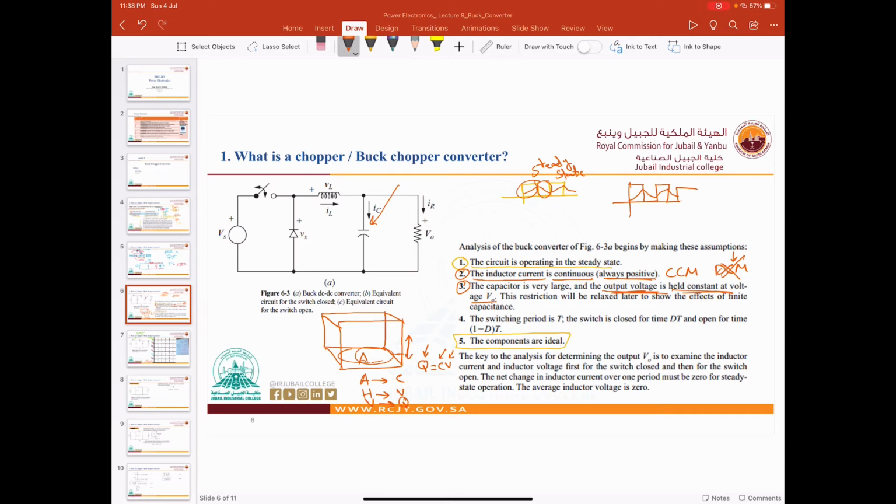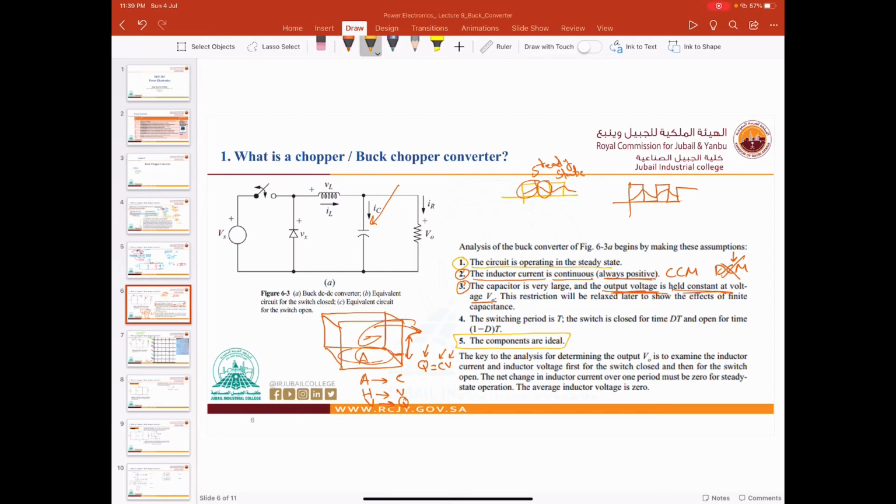So if we allow current to move to the capacitor, then it will charge a little bit, right? And the voltage will rise. But the capacitor is very huge, right? So it will not affect the V out, and the V out should always be constant. That's why we will assume that the capacitor is very, very large. Okay? So this is done.